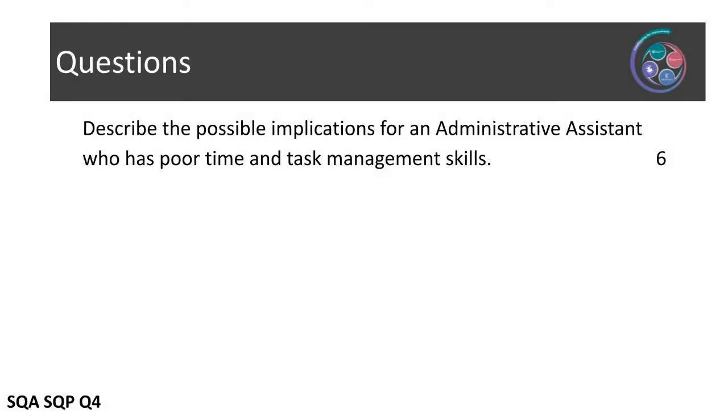So our first 6-mark question is: describe the possible implications for an administrative assistant who has poor time and task management skills. So it's worth 6 marks and it's a describe question, so there's going to be a fair bit of detail. I'd pause the video now and then we can pop through the answers to see what you've got down and see where you'd get the marks.